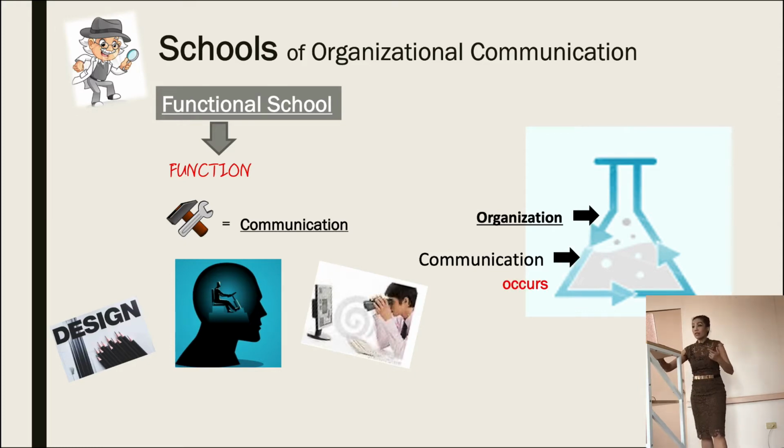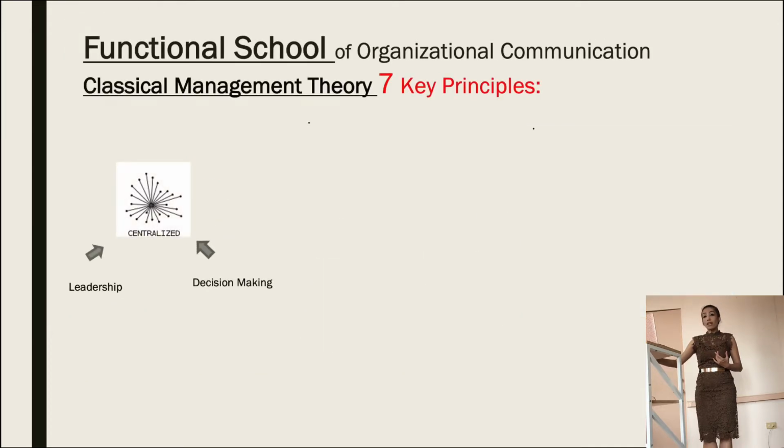And as you can see from here, we have arrows that are moving in one direction. It is unilinear. Therefore, communication is passive. It comes from the top and just flows as such, right? So what management theory falls under this? We have the classical management theory.